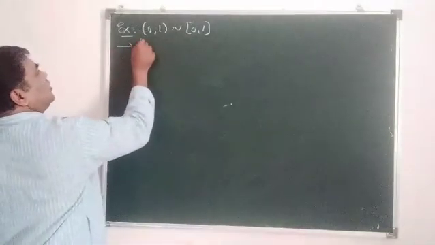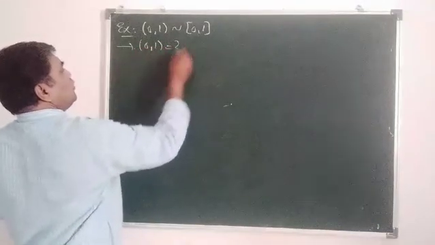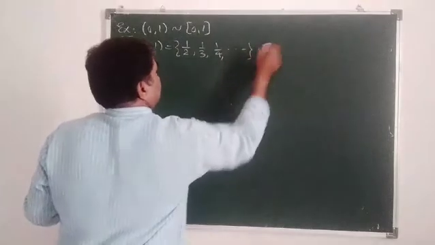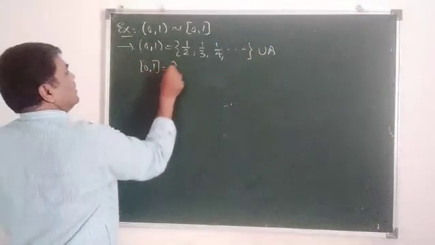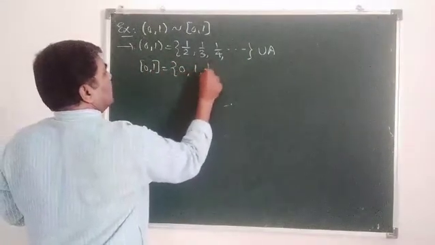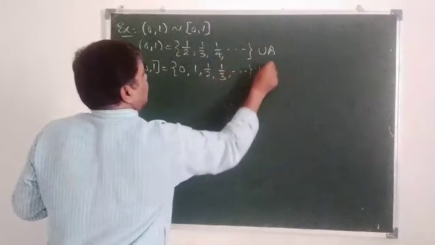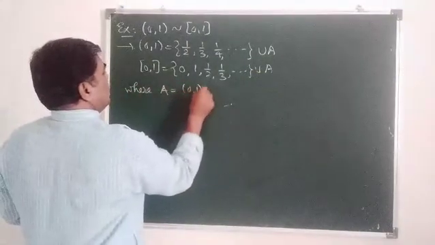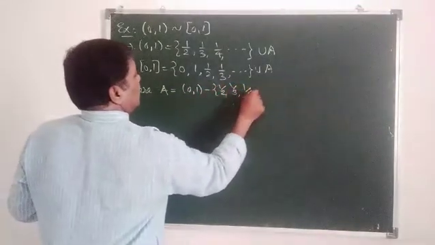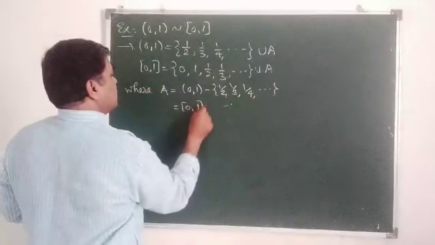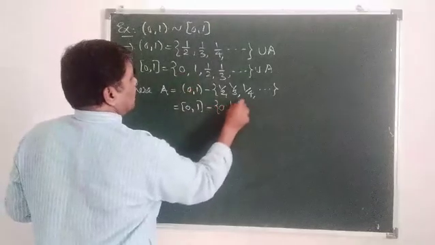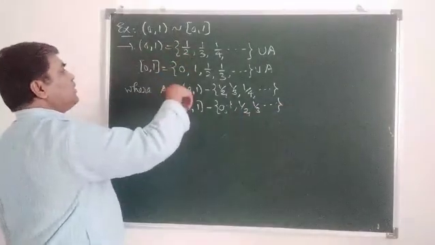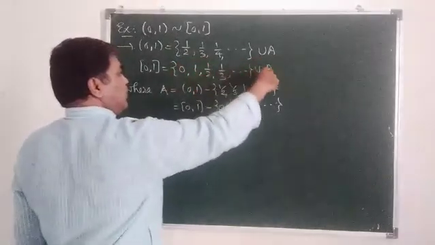So for this we'll write the open interval (0,1) as 1/2, 1/3, 1/4, 1/5 and so on, union A. The closed interval [0,1] as 0, 1, then 1/2, 1/3 and so on, union A, where A is equal to the open interval (0,1) minus {1/2, 1/3, 1/4 and so on}, which is the same as the closed interval [0,1] minus the set {0, 1, 1/2, 1/3 and so on}. Now I want to define a bijective function between these sets, and then A to A.